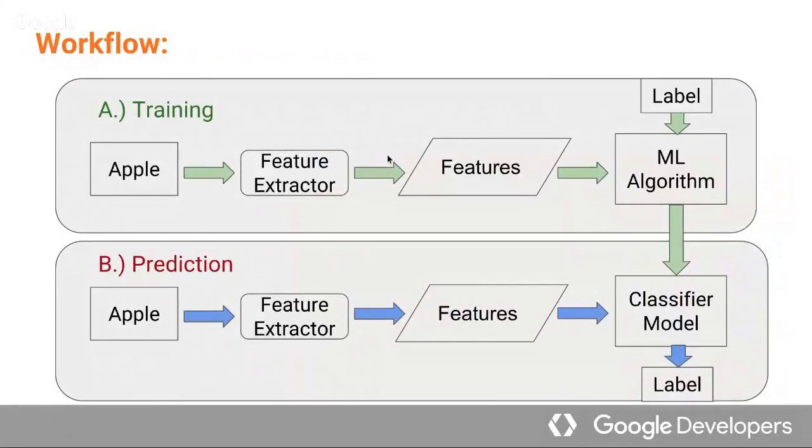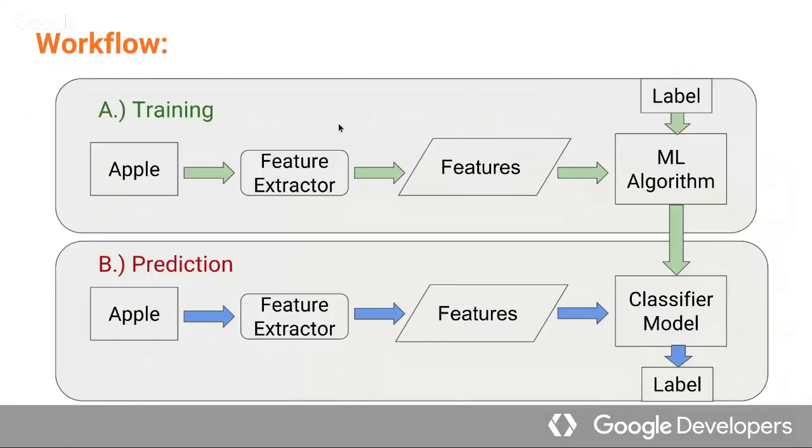Now let's talk about how this whole workflow works. Here we talked about basically four major types of machine learning. There are two phases in the workflow: training, and then prediction. Now, in training, when I'm training my model, the first thing that I'm going to do, here you can see the apple is written here.